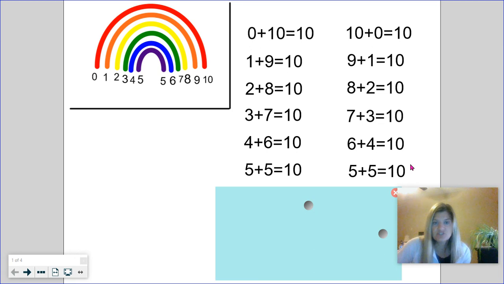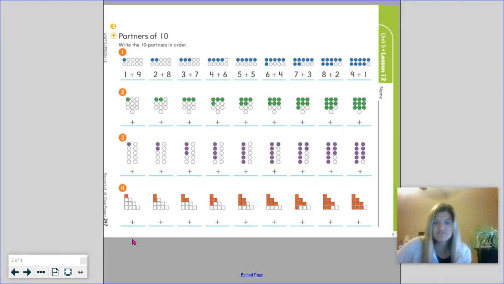So what we're going to do is we're going to take out our math sheet and we're going to use these partners of 10 to complete our math sheet for today. So if you can go and find this math sheet in your math book, it's page 347. Come or get it out, put it in front of you because we're going to do a few problems together. Okay, pause the video, go get your math sheet, and then come right back.